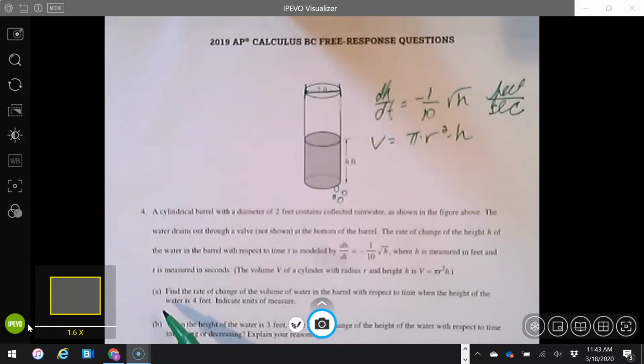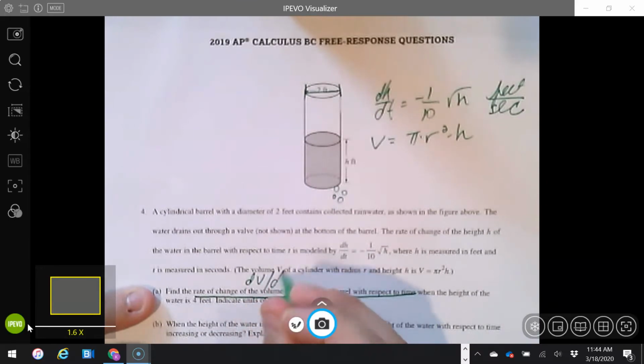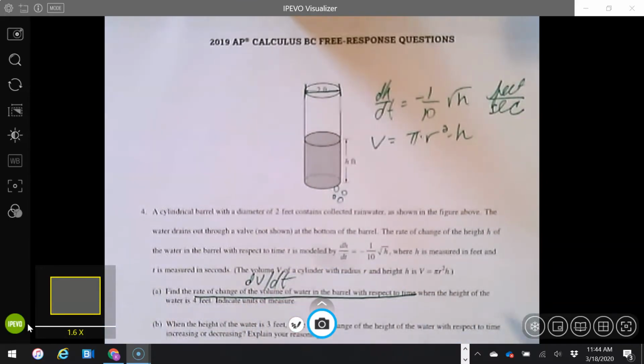Part A, find the rate of change of the volume of water in the barrel with respect to time when the height of the water is 4 feet. Indicate units of measure. I want the rate of change of the volume with respect to time. That means dV/dt when the height of the water is 4 feet. So h is 4 feet. I want to find dV/dt when h is equal to 4.